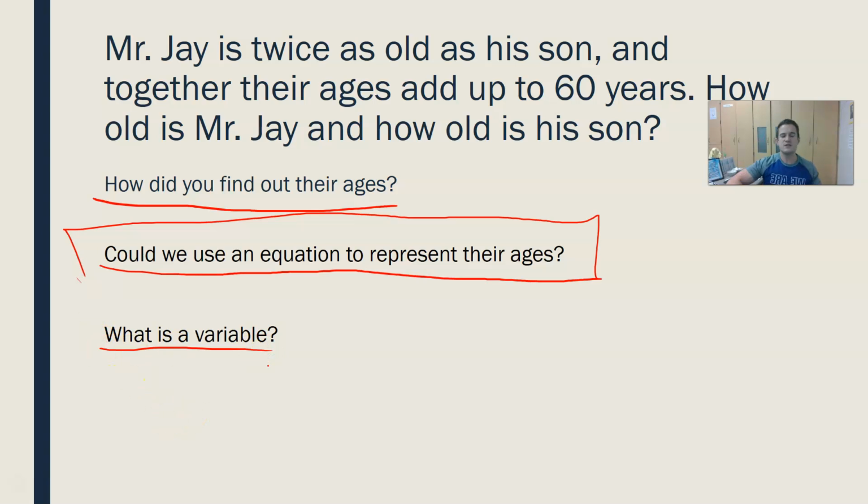And we reviewed this a little bit the other day, but remember, when I say a variable, it is some letter, I usually use letters, to denote a value that I don't know yet. So I didn't know how old Mr. J's son was, so I used a variable to represent that value until I'm able to find it.